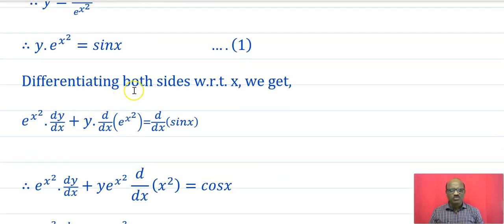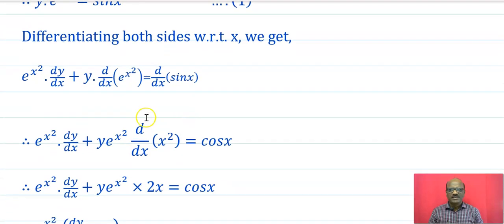Now differentiate both sides with respect to x. That is the derivative of y into e raised to x^2. Now first keep e raised to x^2 as it is. Derivative of y is dy by dx, plus y into d/dx of e raised to x^2, that is equal to d/dx of sin x. Now see this here, e raised to x^2 into dy by dx plus y into d/dx of e raised to x^2.